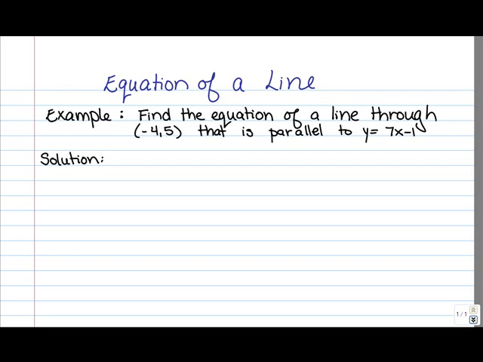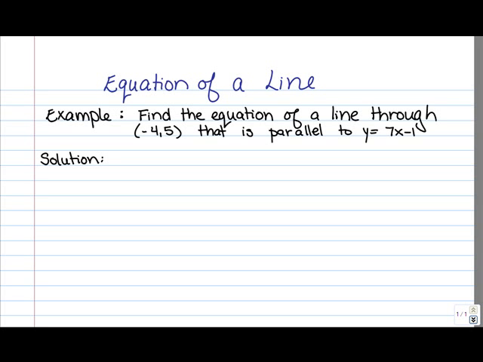In this video, we're going to look at how to find the equation of a line. In this particular example, we want to find the equation of a line that goes through a particular point, namely (-4, 5), but that also happens to be parallel to the line y = 7x - 1. So before we go ahead and take this up, try this problem on your own.